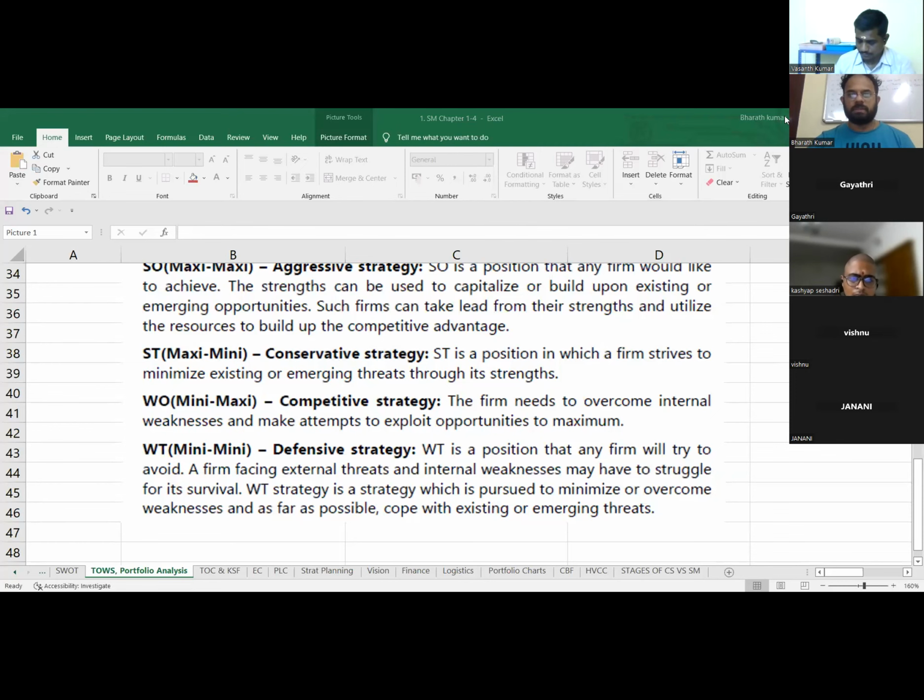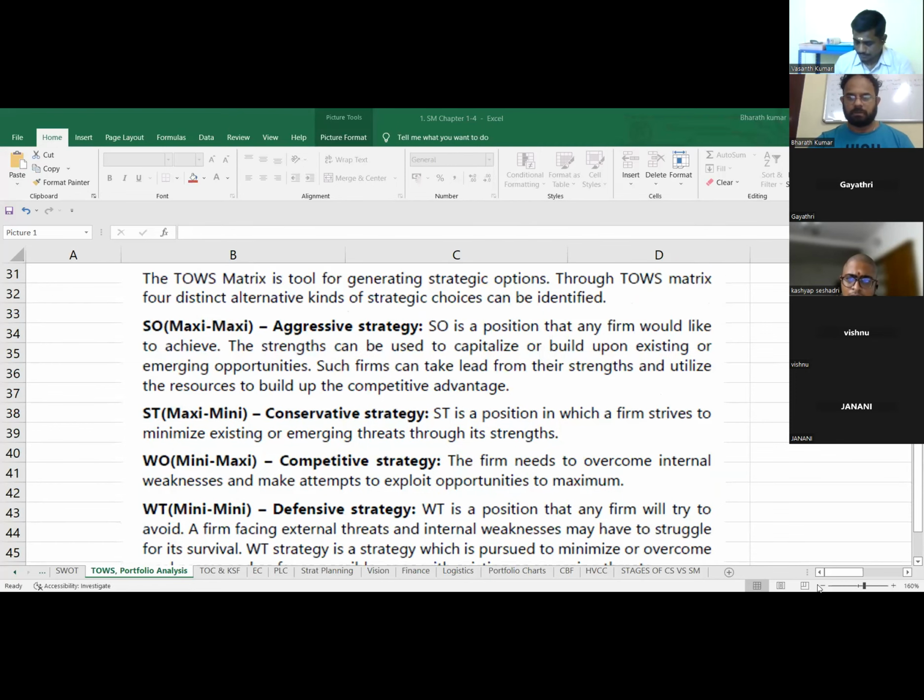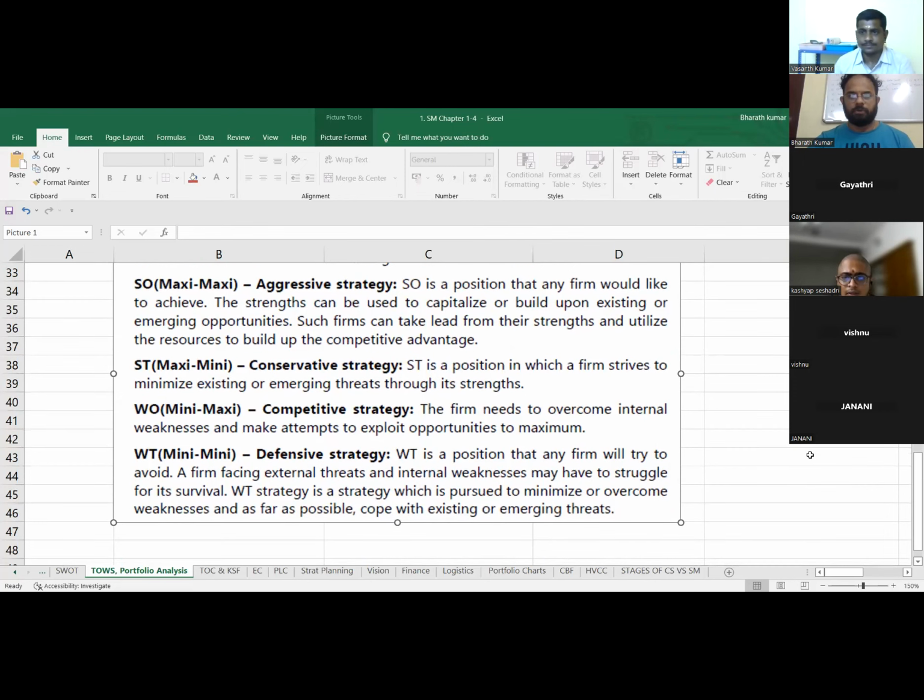So guys, if you see this, are you able to see the sheet? People who are in Zoom.